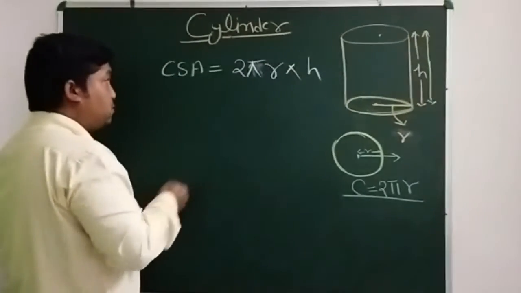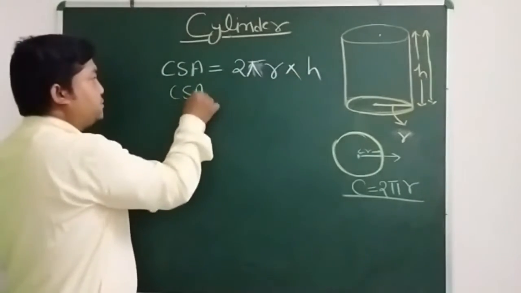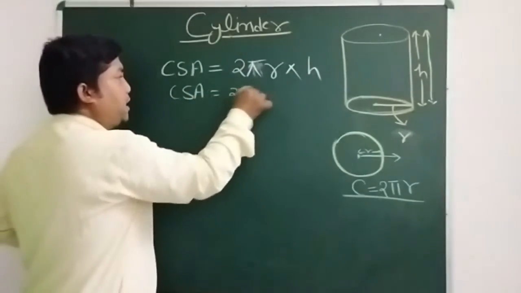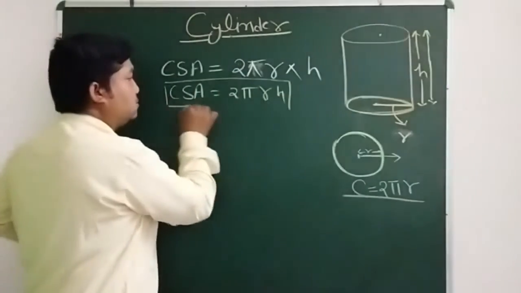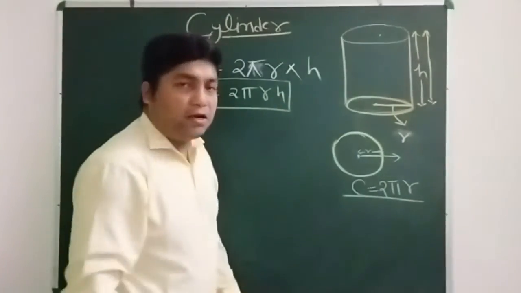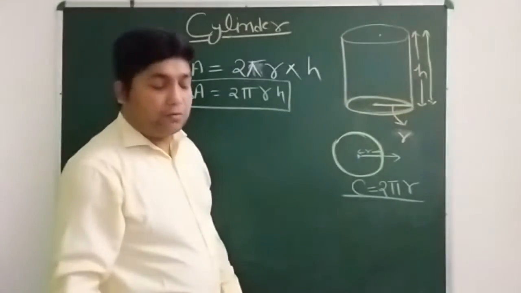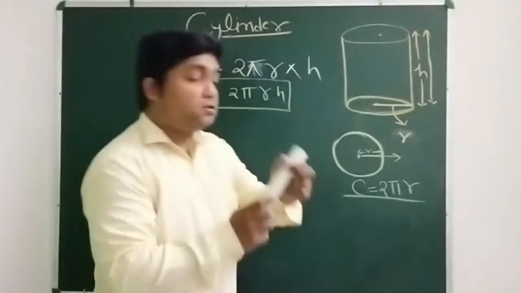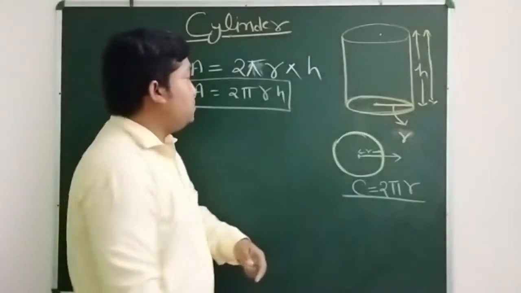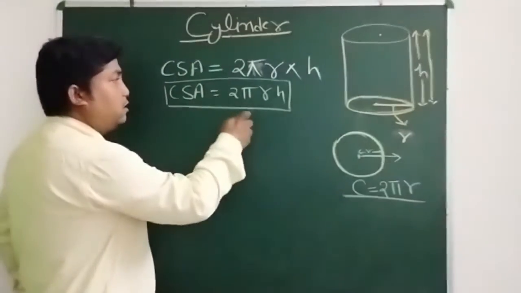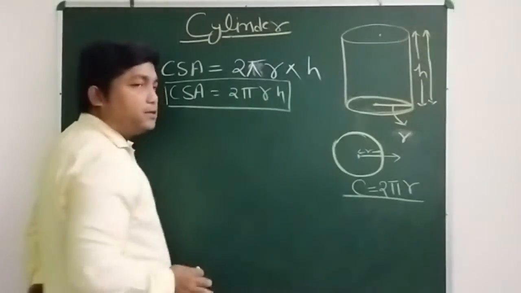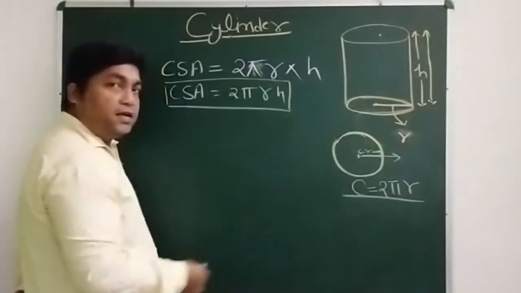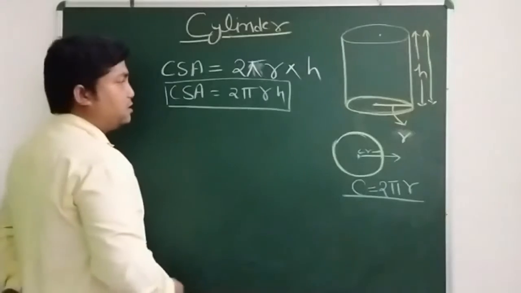So CSA is equal to 2 pi r h. This is the formula of the CSA. It means that if in any question you are asked the curved surface area of the cylinder, you just multiply the circumference of the circle into the height, 2 pi r h. Okay, the next thing is the total surface area of the cylinder.